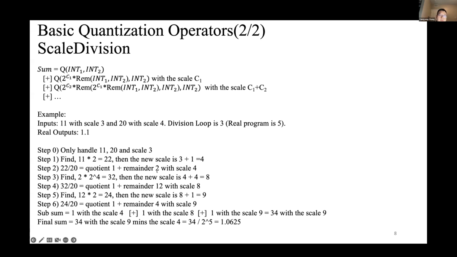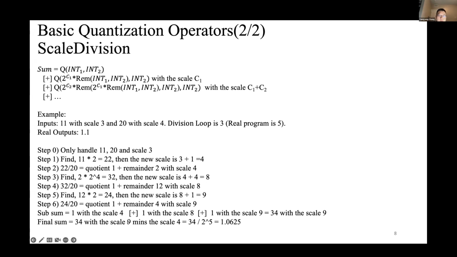Then the new remainder 2 is less than 20. So 2 times another 2 to 4, we get 32, which is larger than 20. Now we get the new quotient 1, remainder 12. So we do this 3 times. Finally, the summation will be 1 with scale 4 plus 1 with scale 8, where the 1 is from the first quotient. You can see the 1s from step 2, step 4, step 6, we have the 3 quotients. And the 1 with scale 9.